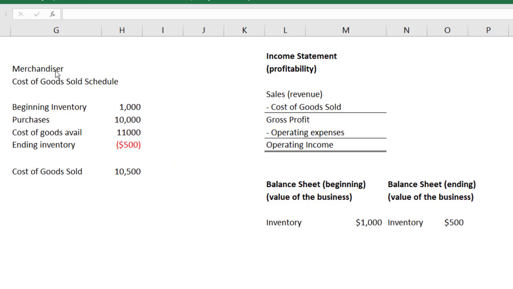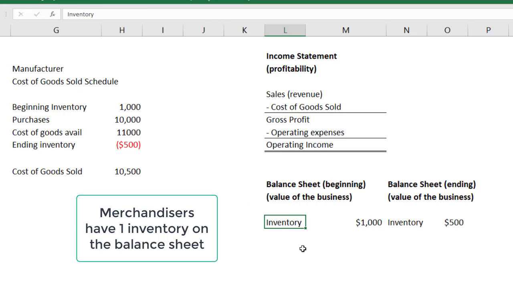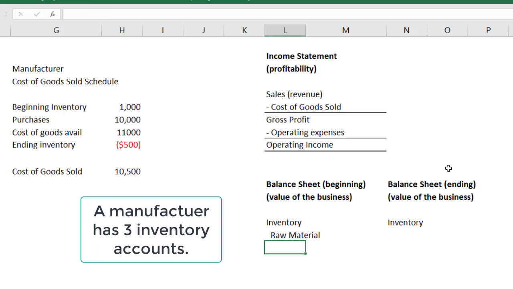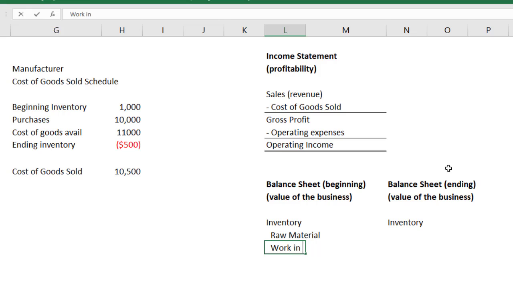Now things get a little trickier when you're looking at a manufacturer. Let's say we manufacture skateboards instead. Well, if we manufacture skateboards, we have three types of inventory. We don't just have the finished goods inventory, the skateboards that are ready. We also have raw material, that's one inventory, and we have work in process, some skateboards we're working on, and we have the skateboards that we finish and we're ready to send to the skateboard shops that want them. Those are called finished goods.